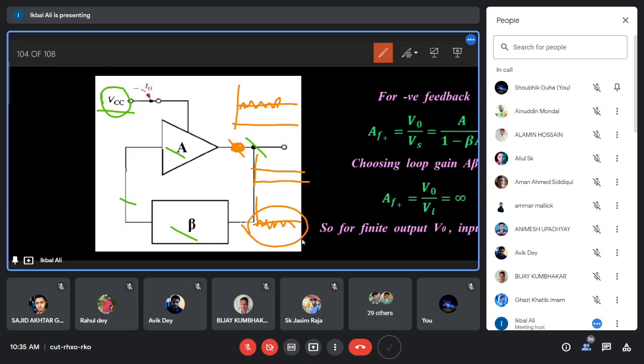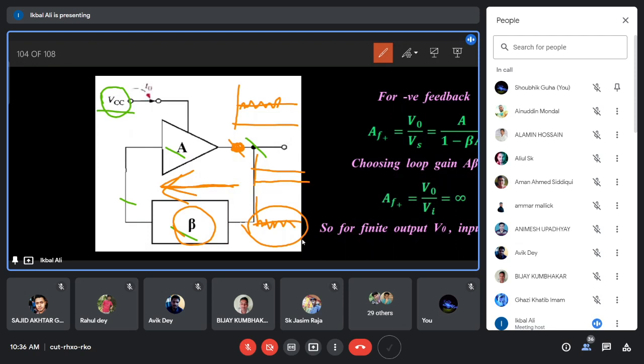This noise signal, when it passes through this beta network, is filtered. Beta network is a frequency sensitive network. That means it contains capacitors, resistors, and inductors. That capacitor and inductor are frequency sensitive elements. Actually, this beta network is a band pass filter. It only selects a particular frequency. It only allows a particular frequency through this beta network. So among the noise, only a particular frequency, suppose omega 0 or f0, will pass through this beta network.